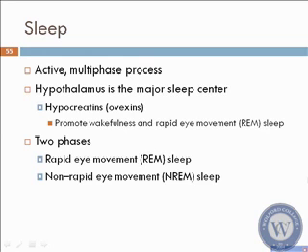So, sleep can be broken down into an active, multi-phase process. The hypothalamus is the major sleep center that's involved. It promotes wakefulness and rapid eye movement.